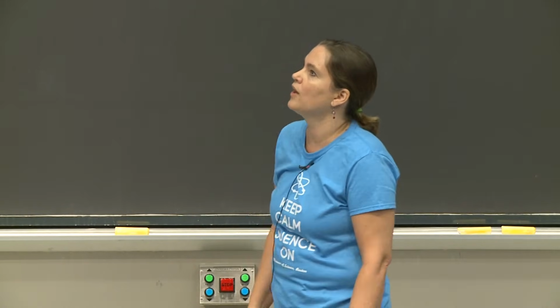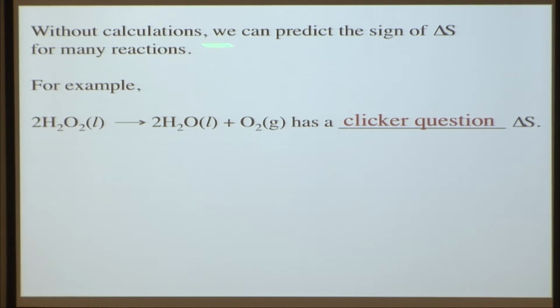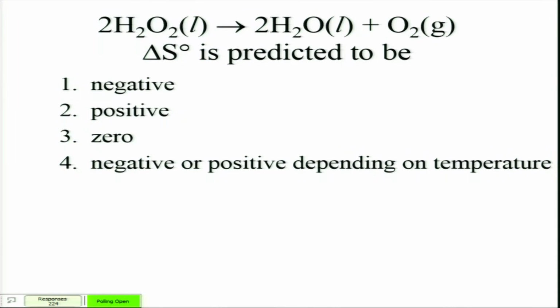So let's just look at one example. So without a calculation, predict the sign of delta S. And this is a clicker question. All right. Let's just take 10 more seconds. And can our demo TAs come down?